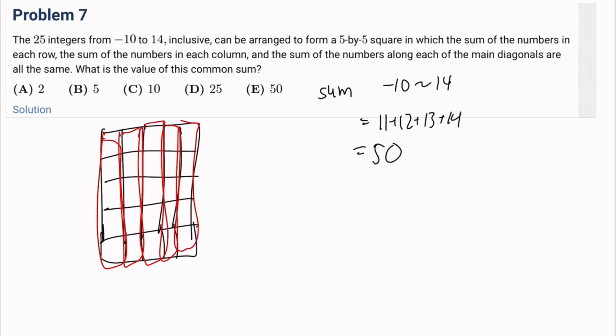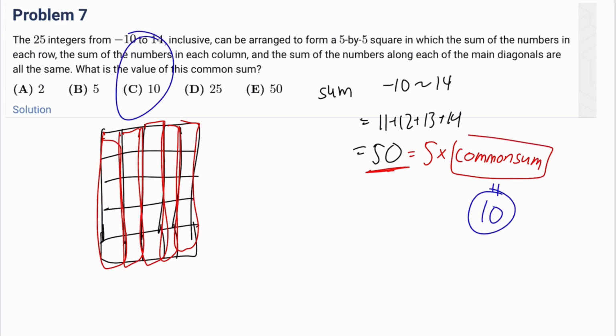And so 5 times the common sum is equal to 50, right? Because 50 is the sum of the whole thing. So the common sum is going to be equal to 10, right? So the answer is C.